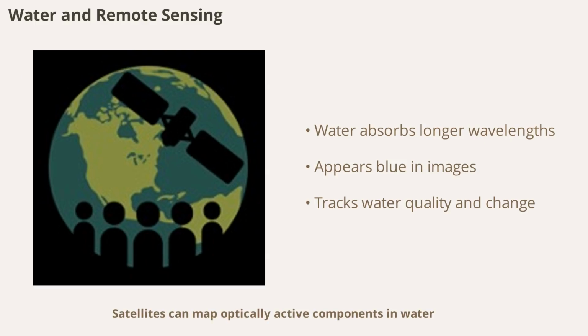Satellites can map optically active components in water such as chlorophyll or suspended sediments, providing valuable insights into water quality, aquatic ecosystems, and environmental changes in lakes, rivers, and coastal zones.